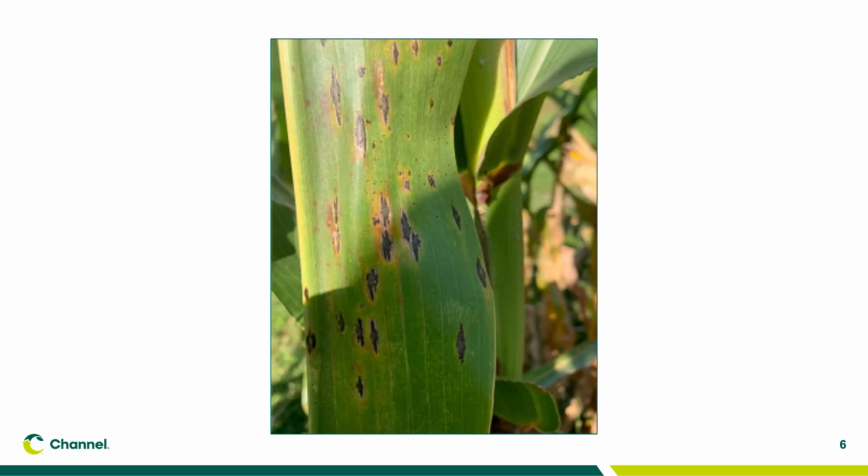The third is the diamond shaped, and as the season progresses, that black lesion will continue to elongate into what we say is the diamond lesion. Now, management recommendations that we have for tar spot: number one, use a fungicide.